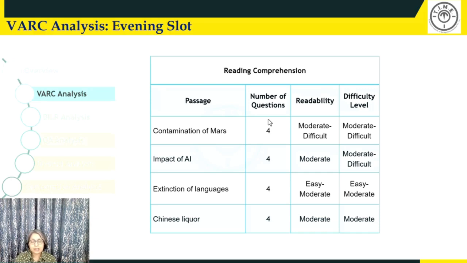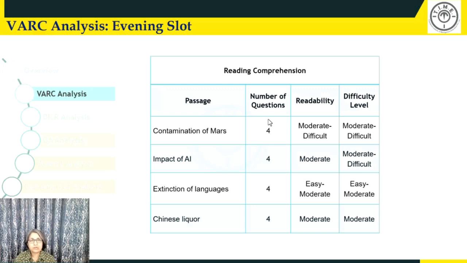Then there was another passage. This was also easy language. This was based on extinction of languages, and the focus of this passage was essentially North America. But still, it was not heavy or dense language or very heavy vocabulary. There were, of course, some words used, such as Navajo tribe in America. Students just had to understand that Inuit and Navajo are names of tribes and languages.